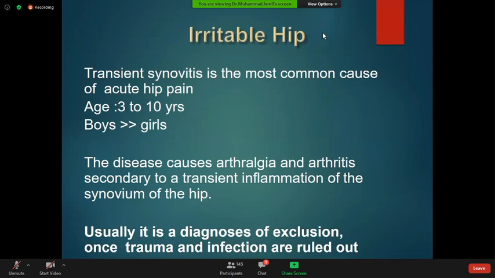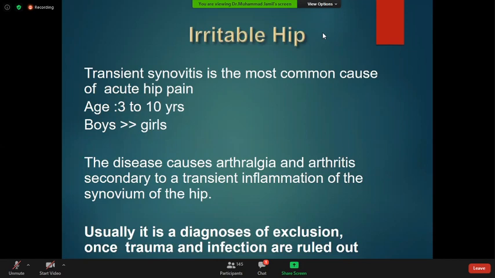Really it's a diagnosis of exclusion: when there is no trauma, no infection, no other pathology, and still the patient has pain, we label this transient synovitis. It is more common in young children. Transient synovitis means transient inflammation of the synovium. Synovitis means inflammation, so it is the inflammation of the synovium.